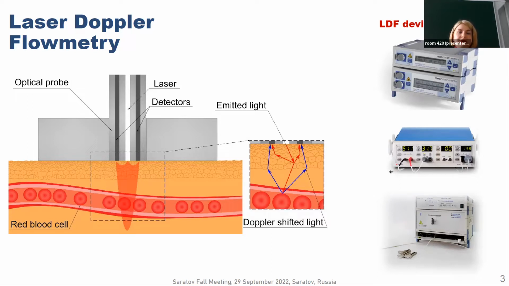So when we detect on the photodetector the light coming from tissue, the resulting signal is proportional to the amount of red blood cells in the probed tissue and their velocity distribution. Devices which implement laser Doppler flowmetry usually use a single mode fiber coupled infrared laser and one of several photodetectors with appropriate signal processing. And here you can see some examples of the devices which utilize this method.